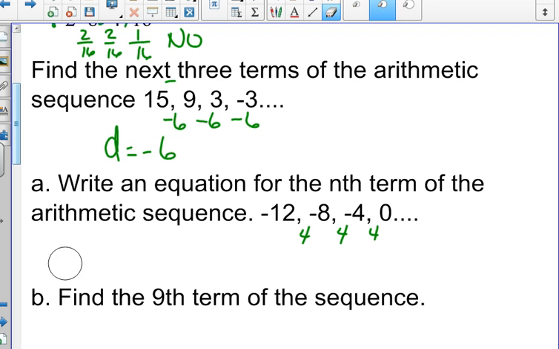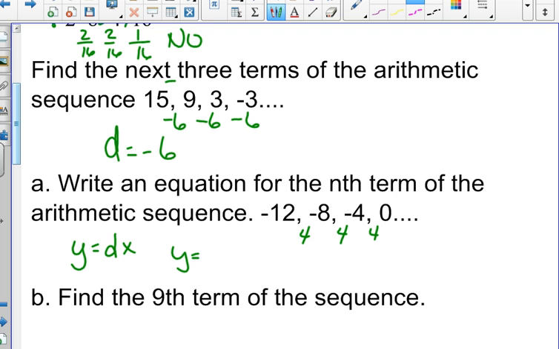So this is not really like true, so let's just use x's and y's. Write an equation for the nth term. So let's use y equals the common difference times x. So y equals the common difference of 4 times x, x meaning the number of the term. This is the first term, this is the second term, this is the third term, this is the fourth term.